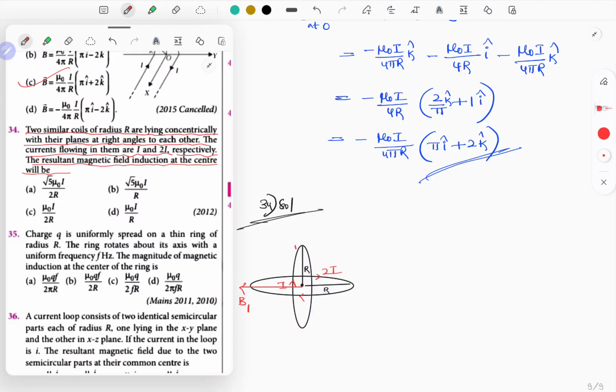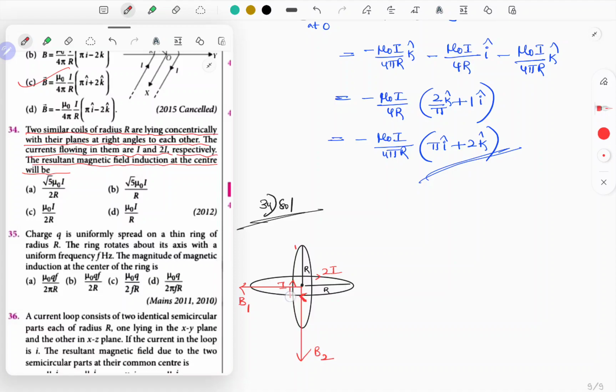What about the direction of the magnetic field due to the second conductor? It's going to be downward. Use the right hand thumb rule. Curled fingers indicate the direction of current, and the thumb indicates the direction of the magnetic field. This is going to be B2.